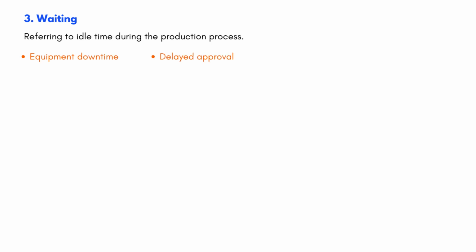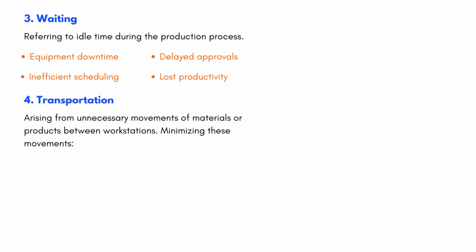The third form is waiting, referring to idle time during the production process. Whether it's equipment downtime, delayed approvals, or inefficient scheduling, waiting contributes to lost productivity. The fourth is transportation waste, arising from unnecessary movements of materials or products between workstations. Minimizing these movements optimizes workflow and reduces lead times.